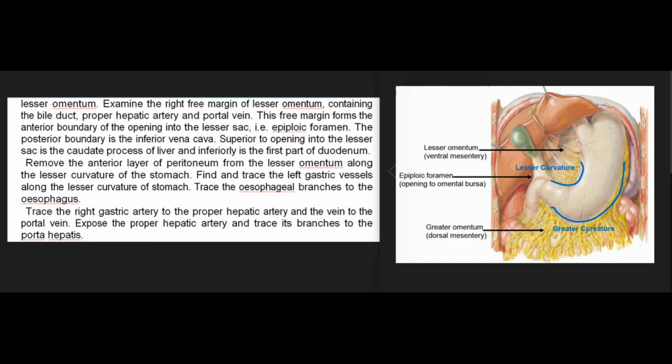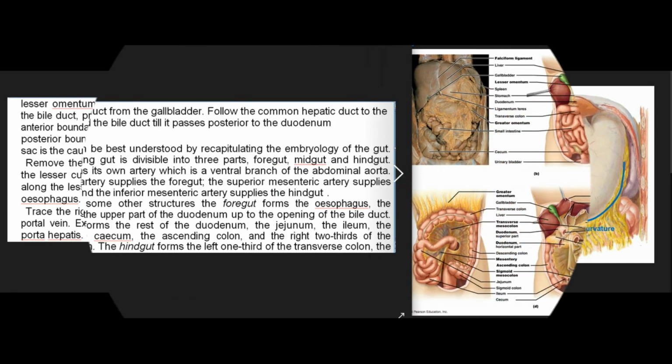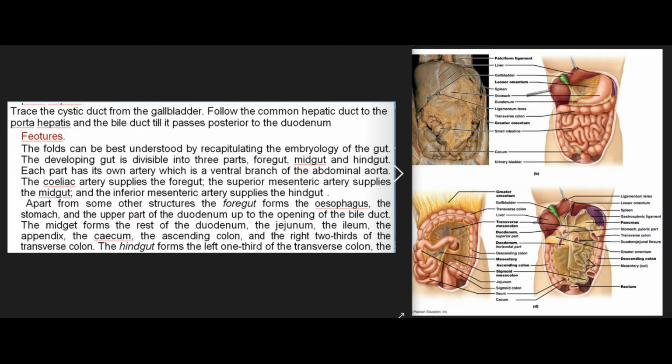Expose the proper hepatic artery and trace its branches to the porta hepatis. Trace the cystic duct from the gallbladder. Follow the common hepatic duct to the porta hepatis and the bile duct till it passes posterior to the duodenum.